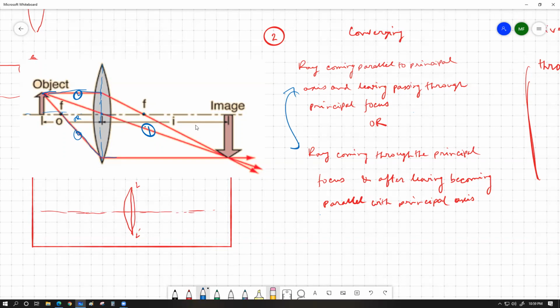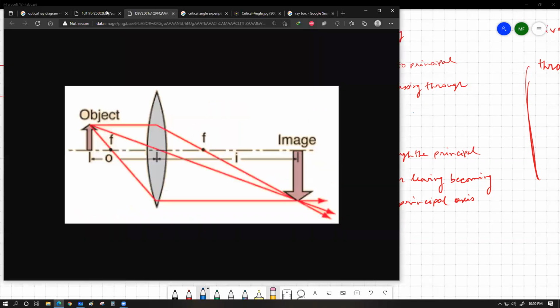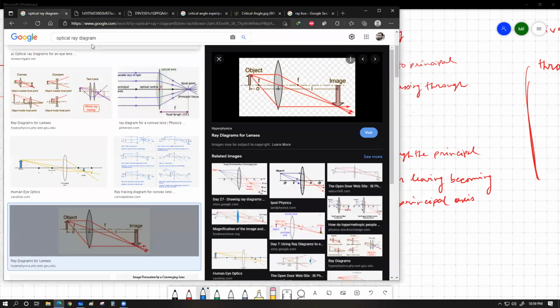For the divergent lenses, it's just the other way around. Let me just find one figure for the divergent lens so that I can explain it to you.